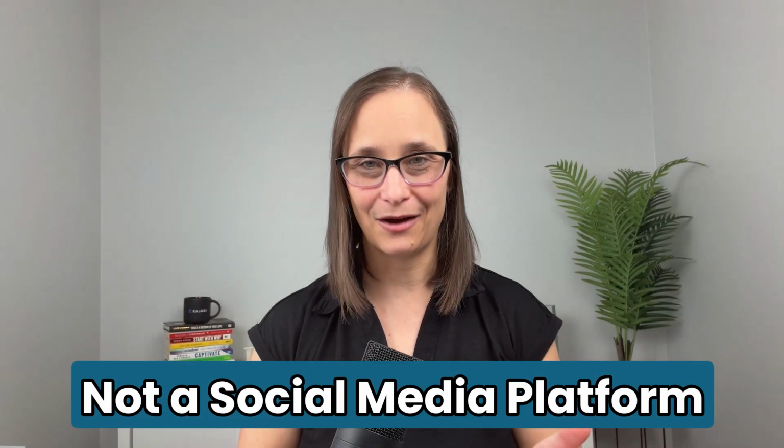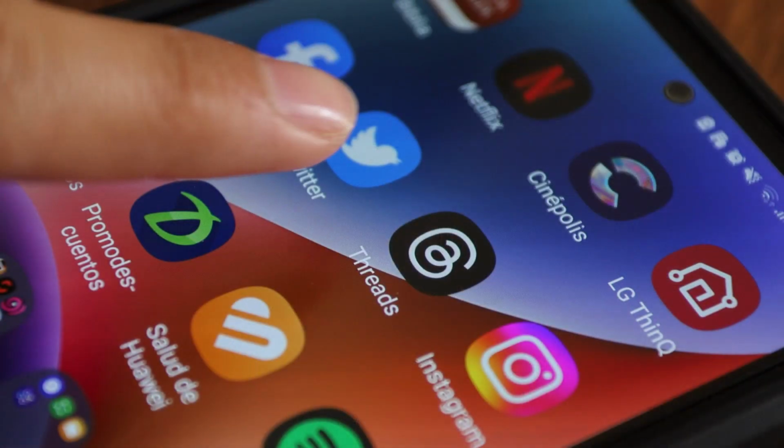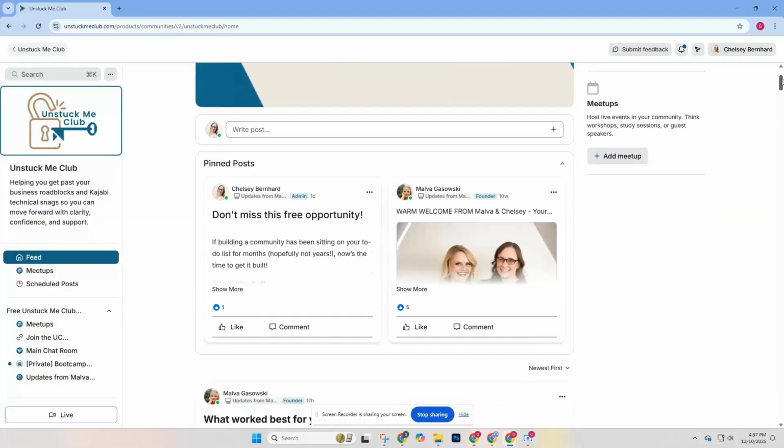The community is also not a social media platform. It's not Instagram, it's not Facebook, and it doesn't have things like stories and reels and algorithms or infinite scrolling. And that really is intentional. A private community, like what you would find in Kajabi, is much simpler by design. And that simplicity is a feature, not a limitation. It keeps the space focused, it keeps the experience clean, and it keeps your members from getting distracted.